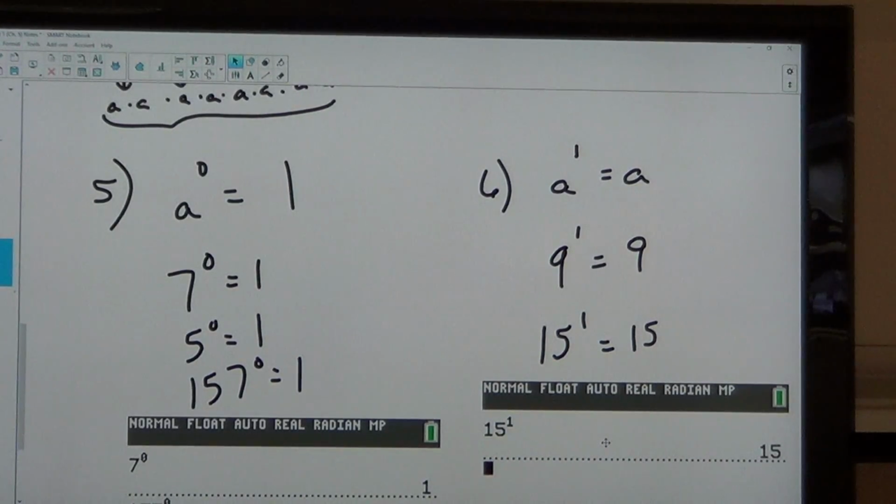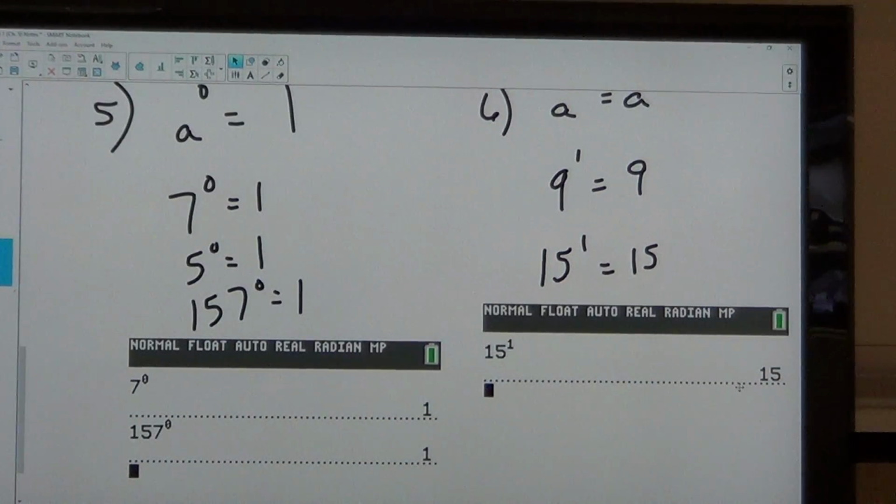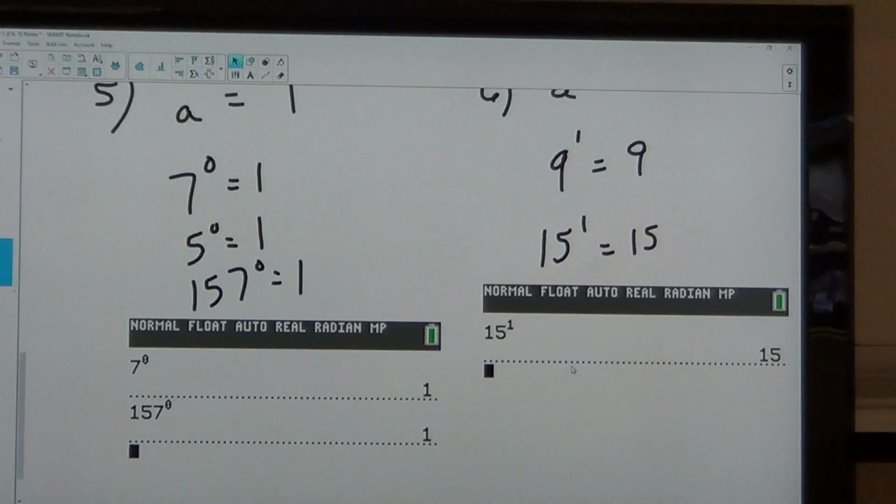So those are the rules that we're going to be using. And the calculator can help us a good bit, but sometimes we can get in trouble. So I'm going to show you both ways. And you have these properties on your formula sheet. I just want to make sure you understand them and know how to use them.